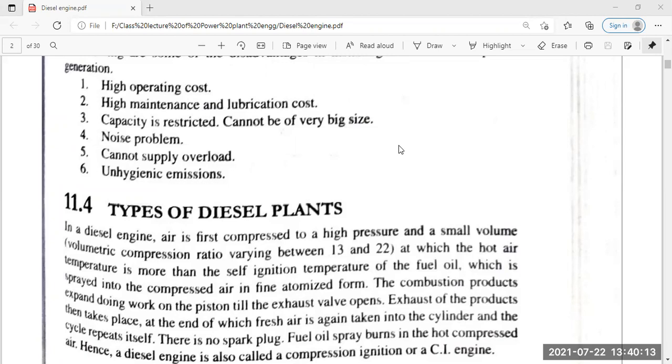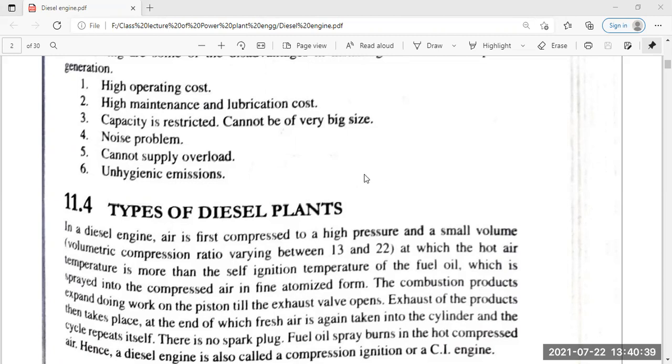Okay, let us start the class which I postponed in the morning. We are continuing with the type of diesel plant itself. We have started with the diesel plant. We have discussed the application of the diesel plant, and we have gone through the advantages and disadvantages of the diesel plant itself. Now, what are the different types of diesel plant which we use?